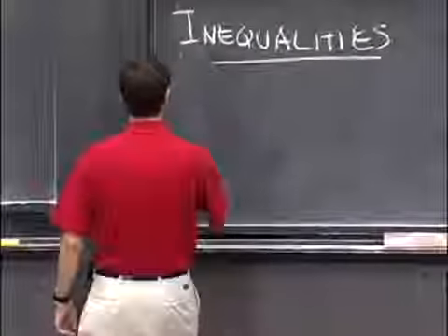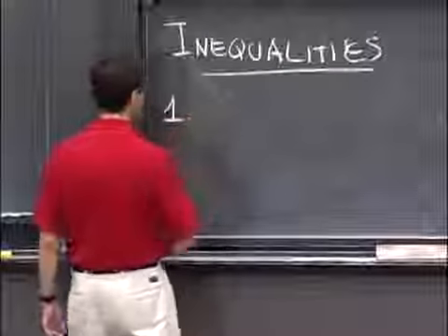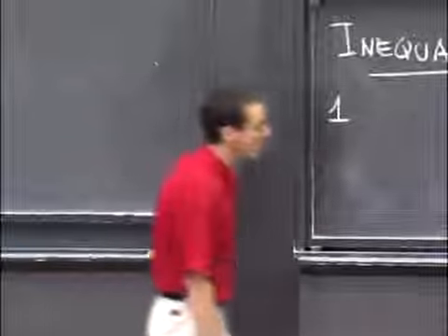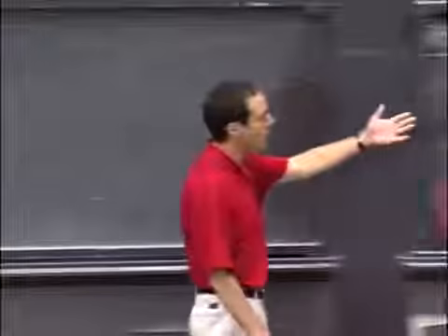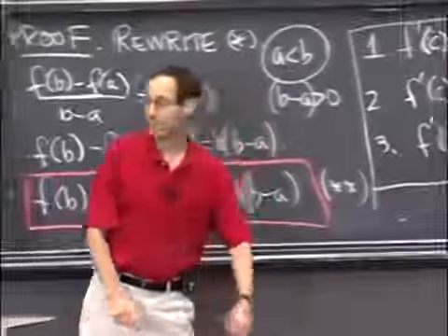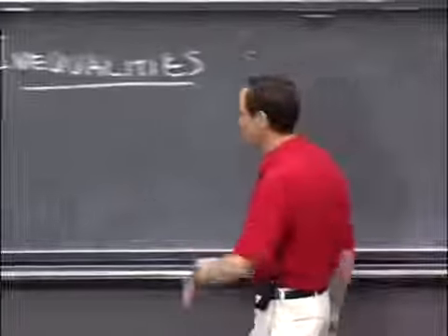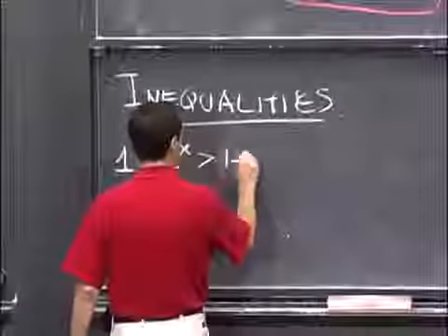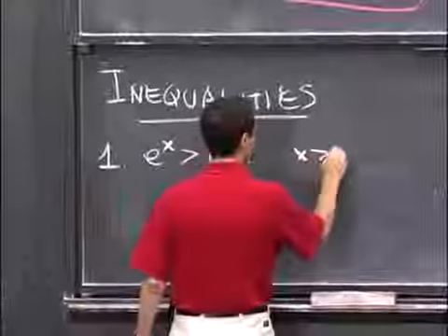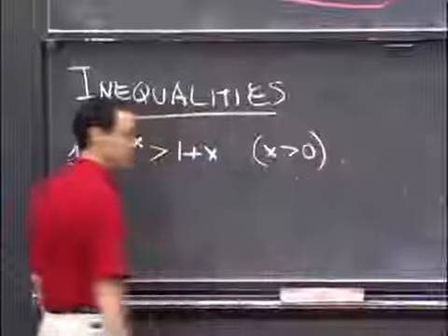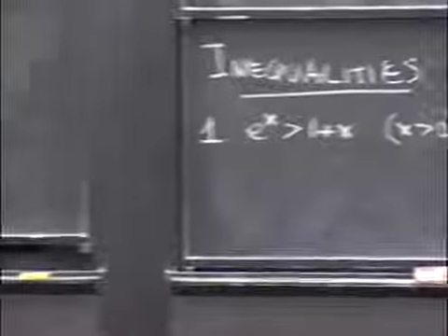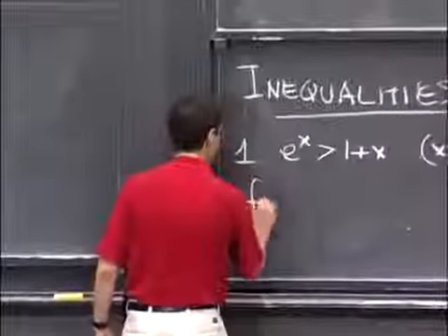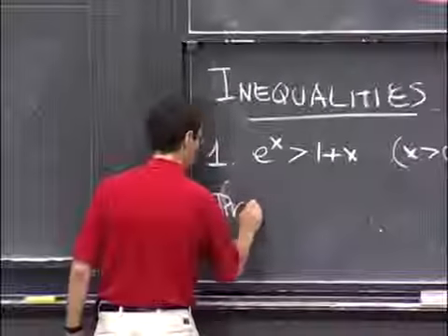Inequalities are relationships between functions, and I'm going to prove a couple of them using the properties over there, the properties that functions with positive derivatives are increasing. Here's an example. e to the x is greater than 1 plus x for x greater than 0. The proof is the following. So here's a proof.